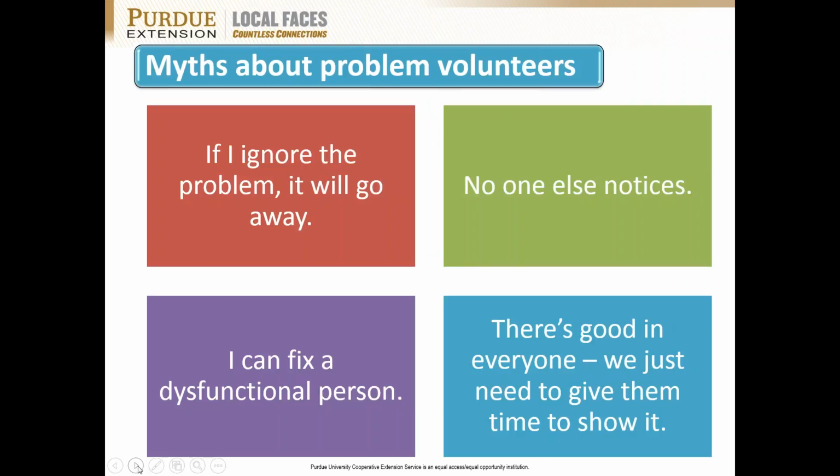The first one I think fits with any type of a conflict situation. If I ignore the problem, it's going to go away. Well, I think we all know that's not true. We do need to address it. We need to take action. We need to talk with the individuals involved and to help it go away in a positive way. And the other one I'll mention here this afternoon is that no one else notices. And I think sometimes we think, this is a situation that it's just an isolated volunteer doing something maybe we don't want them to do, and nobody else is really noticing.